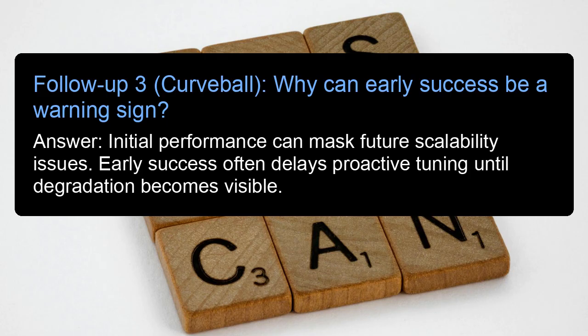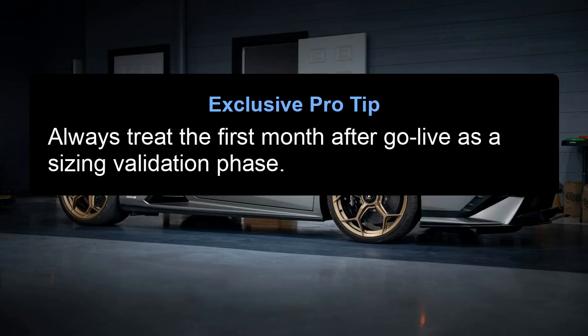Follow-up 3. Curveball. Why can early success be a warning sign? Answer: initial performance can mask future scalability issues. Early success often delays proactive tuning until degradation becomes visible. Exclusive pro tip. Always treat the first month after go live as a sizing validation phase.